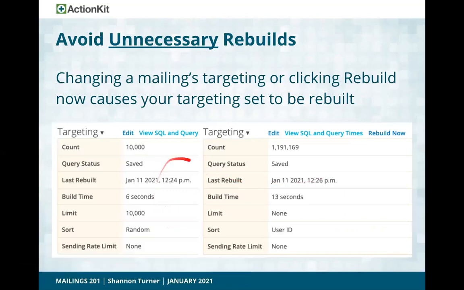So in this screenshot, you can see the timing of when my mailings were last rebuilt. Here I have my 10,000 recipient random sample test. Here I have my full list. Now, if I rebuild my random sample test or if I change its targeting, either of those things mean that a new set of 10,000 people need to be chosen.